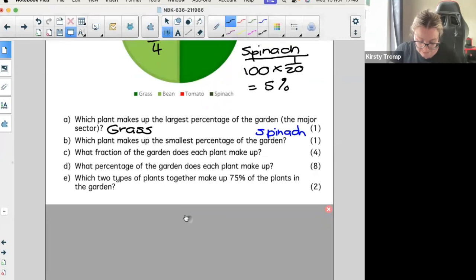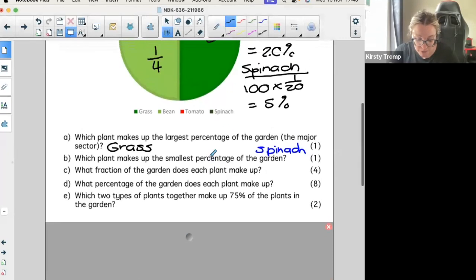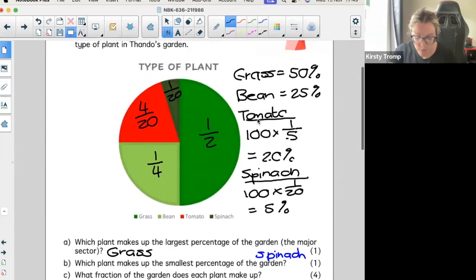All right. Which two types of plants together make up 75% of the plants in the garden? So when you add them together, which two types of plants together make up 75% of plants in the garden? Who can tell us? Hi, Itandile. Itandile, tell me, which two types of plants, when you add them together, make up 75%?